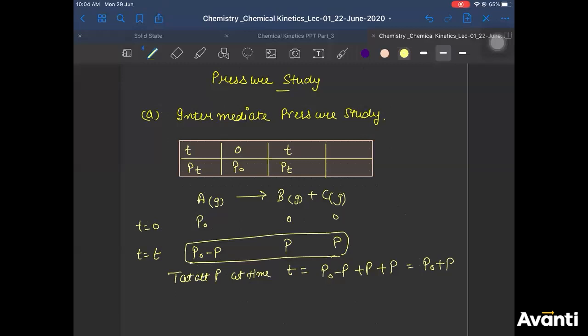Correct? Now, what is the pressure at time T? It is given in the table as PT. This data will be given to you in the numerical. So PT is equal to P naught plus P. Correct? From here, you can calculate the value of P, that is PT minus P naught. Why have I done that? I have calculated the value of P in terms of PT and P naught, and PT and P naught are given to me in the table. Right? Shreya K, what's your doubt, beta? Yes. Any doubt in this?